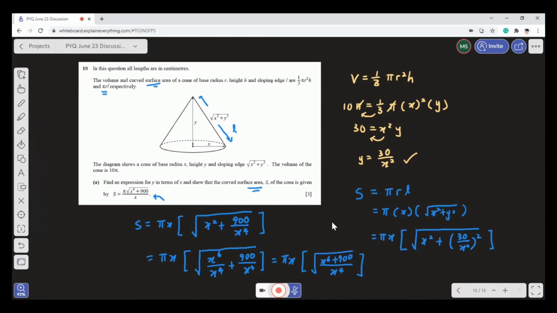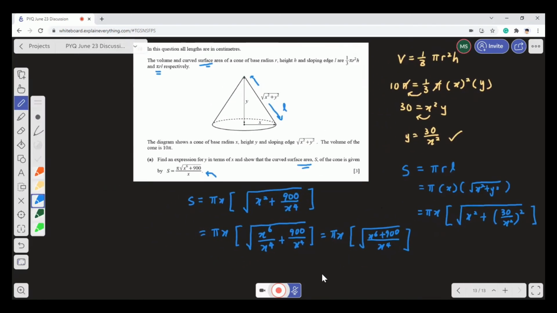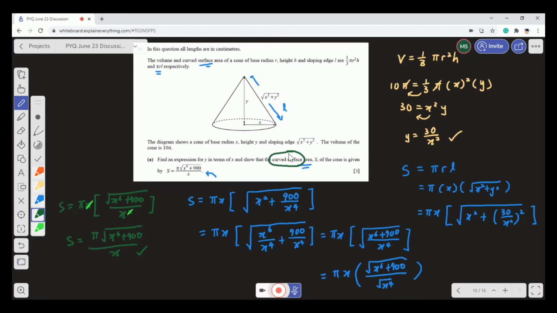Then we separate the square root. Okay, let's separate it this way. Pi x times square root of x power 6 plus 900 over square root of x power 4. So square root of x power 4 is x squared. S will be equal to pi x times square root of x power 6 plus 900 over x squared. And the x squared and the x on the top can be cut. So that's why at the end of the day, you will get whatever they want you to show. So this is only the curved surface, only the curved surface. All right, not the whole surface area, just the curve.